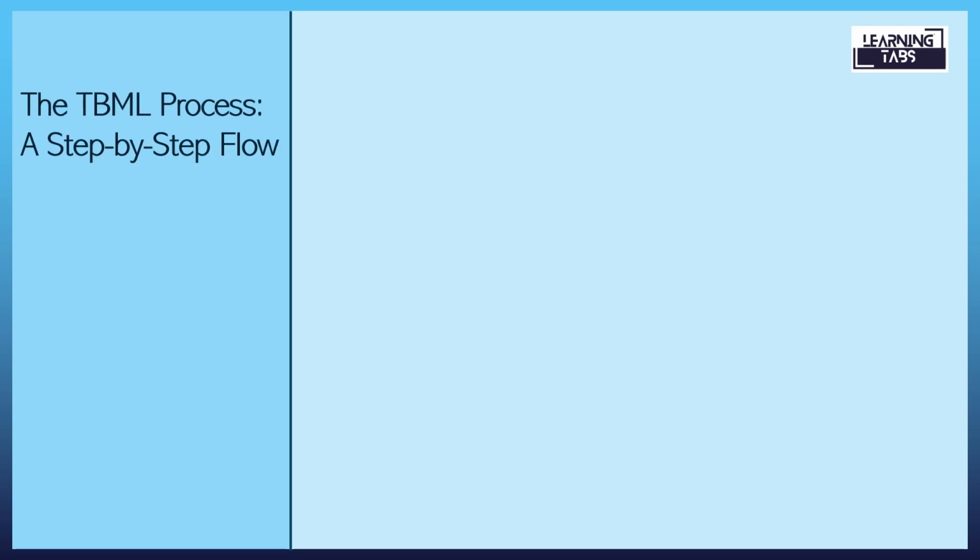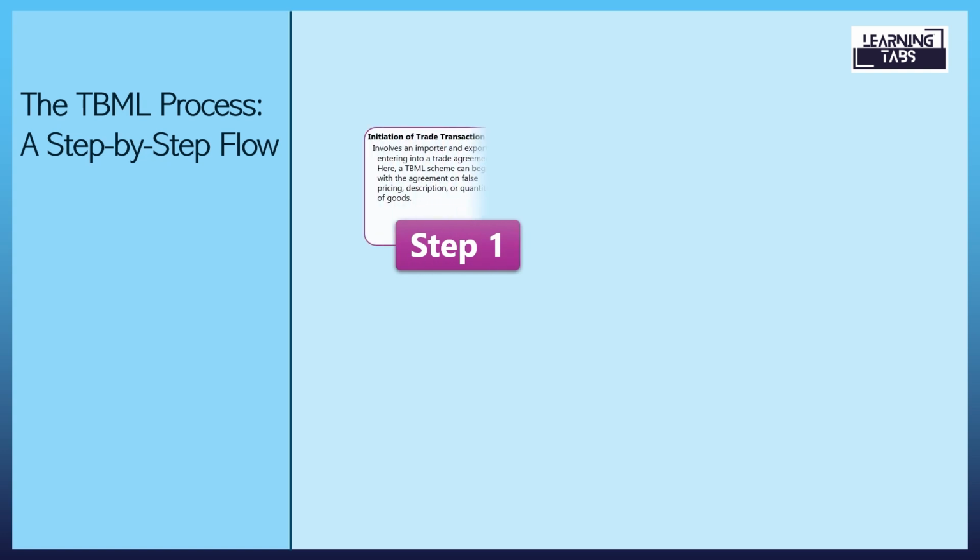The TBML process, a step-by-step flow. Step 1. Initiation of trade transaction. Involves an importer and exporter entering into a trade agreement. Here, a TBML scheme can begin with the agreement on false pricing, description, or quantities of goods.